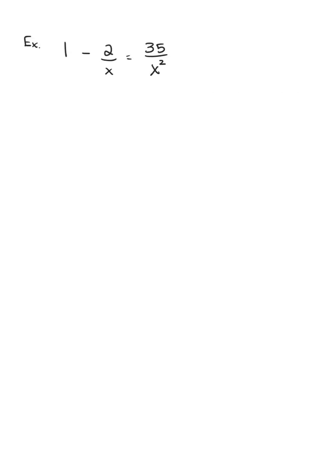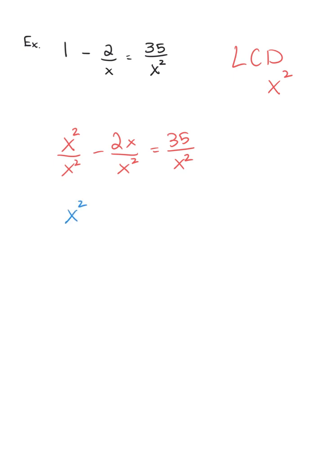All right, so this is an example of an LCD situation where we need to find the LCD. The LCD in this equation is simply x squared. So I need to rewrite this using that. So now I have x squared over x squared, because 1 times that, minus 2x over x squared equals 35 over x squared. Since I have all of those the same, I can get rid of those. And now I have x squared minus 2x is equal to 35.